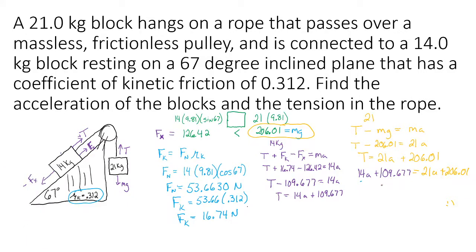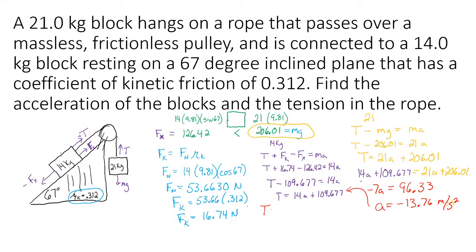So what I want to do is I'd like to get all the a's on one side. And if I move them over here, we get negative 7a equals, I'm going to take 206.01 and I'm going to subtract 109.677 and I'll get 96.33. I'm going to divide by 7 and I'll get a equals negative 13.76 meters per second squared. Now I can plug that back into here to find the tension in the rope.